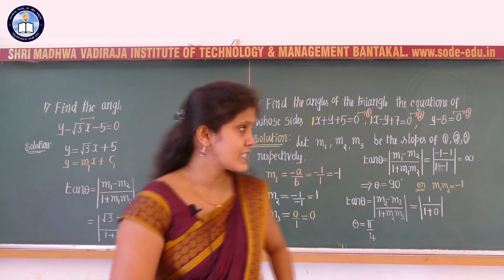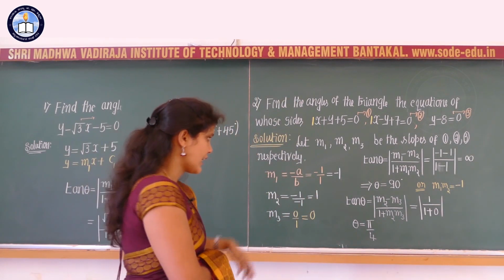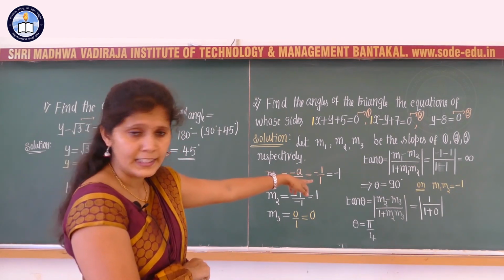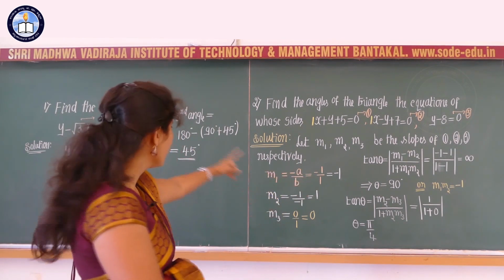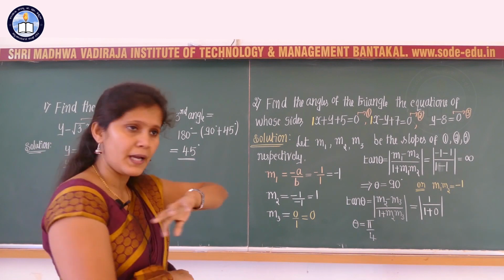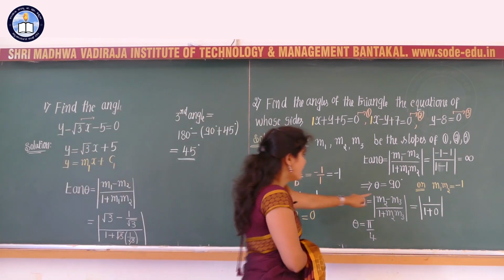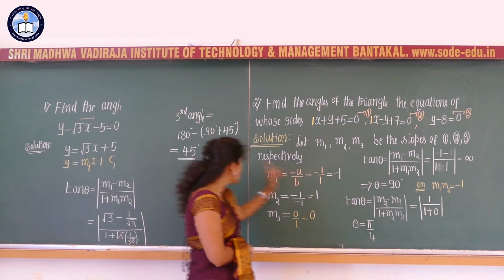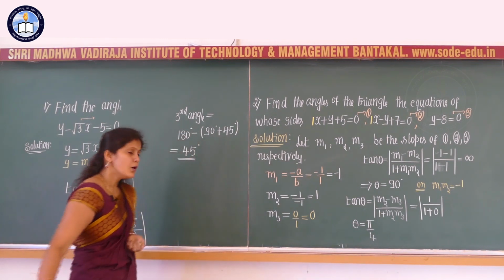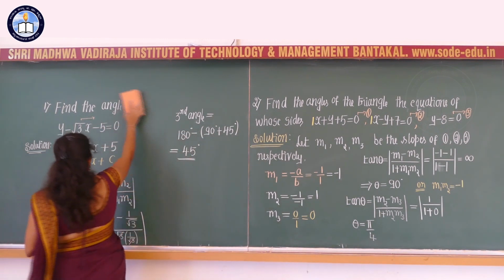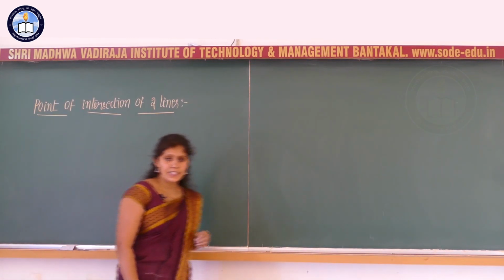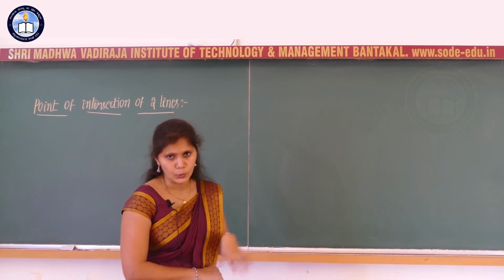So therefore here I can say that find the angles of the triangle. First angle is 90 degree, second one is pi by 4, and the third one, that is nothing but pi by 4. Sum of this, that is 90 plus 45 plus 45, which is equal to 180 degree. Now let us consider point of intersection of two lines.